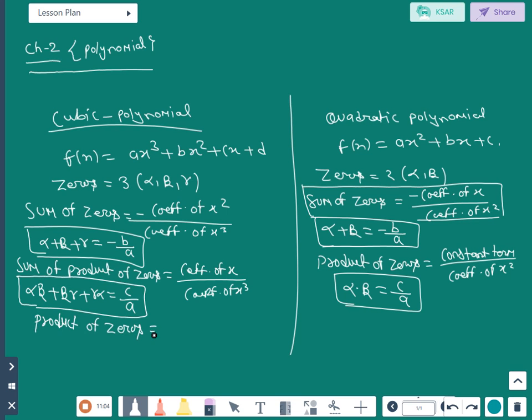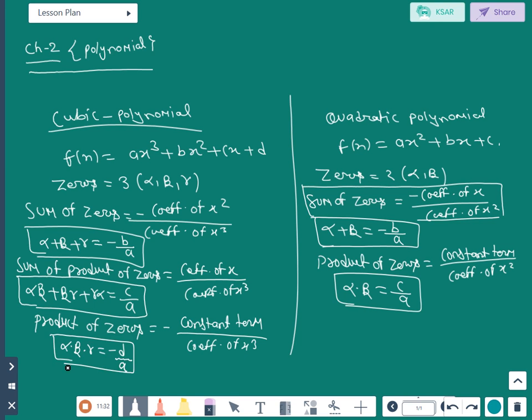Product of zeros is equal to minus constant term divided by coefficient of x cube. So product of zeros, alpha dot beta dot gamma, is equal to minus d upon a. So that is for the quadratic polynomial and that is for the cubic polynomial.